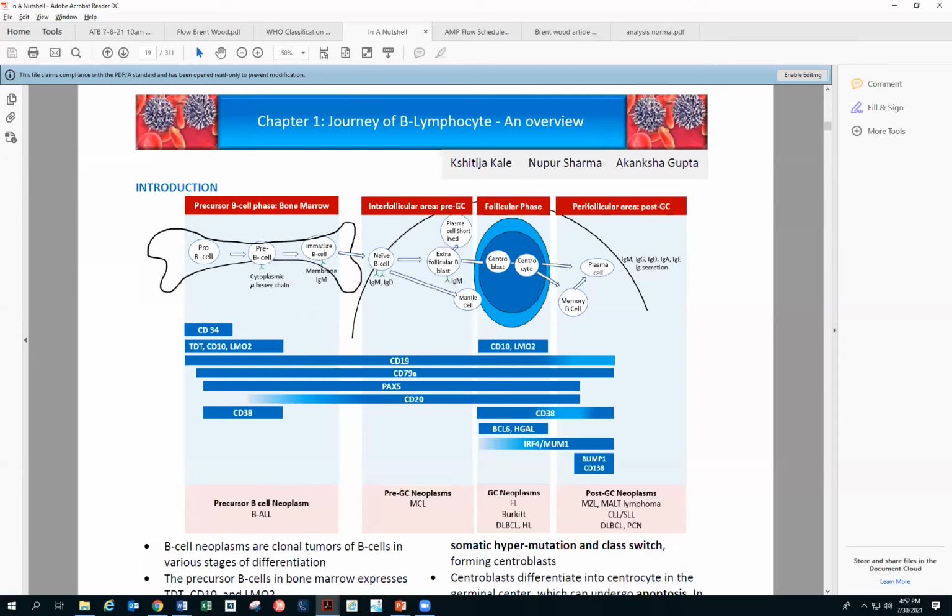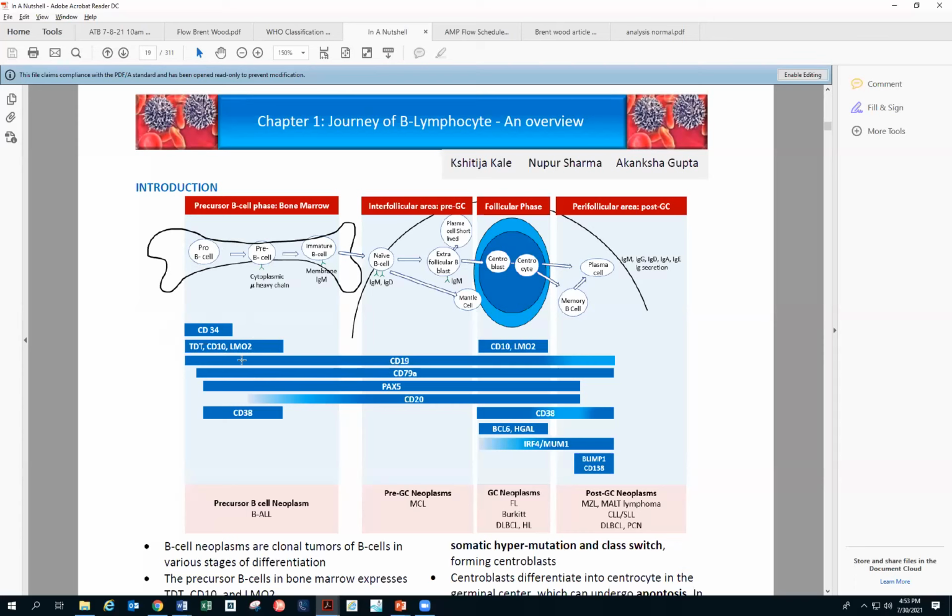Similarly, TdT. There is still an immature B cell that does not have TdT. Remember that. So TdT will be present in the early immature phases like pro-B cell and pre-B cell, and it will be lost in the immature B cell. CD10 we always say is a germinal center marker, but also remember that CD10 can also be present in the pre-pro B cells. LMO2 again, we call it a germinal center marker. We use it for follicular lymphoma. But again, CD10 and LMO2 can be present in the early stages.